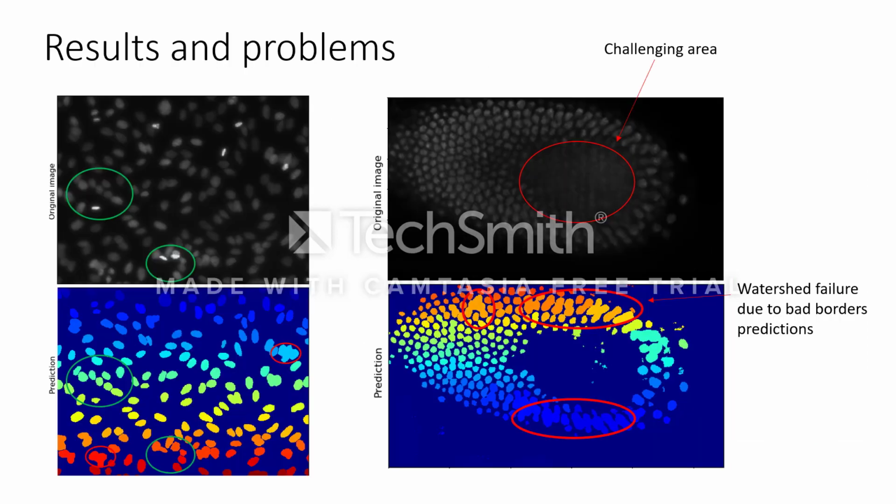Here we have the results of some challenging predictions. The problem arises when there are many cells tied together in the same region, like in the highlighted areas. There are many touching nuclei that were correctly segmented. However, in red, we can see there are some areas that the watershed algorithm failed to predict correctly.